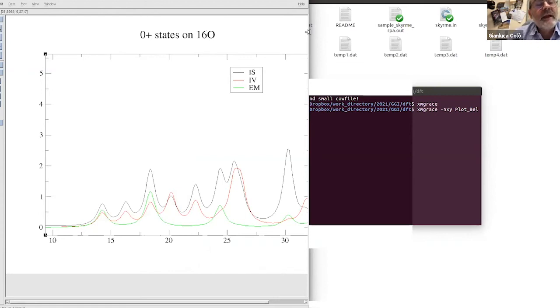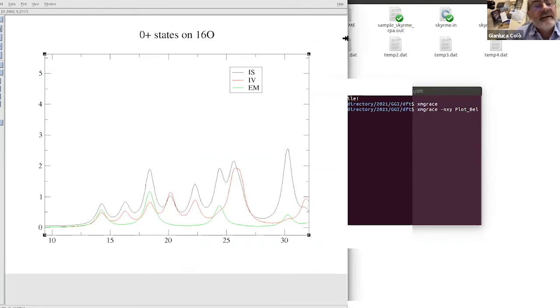Okay, so oxygen 16 is an interesting nucleus, of course, but the point is it's a very light nucleus. So usually these excitation spectra are very much fragmented. So you have many peaks. So it is maybe better we try a heavy nucleus. So let's try a nucleus like lead-208 in order to see this monopole more concentrated. So if you stop the screen sharing, I will run this case myself and show it to you.